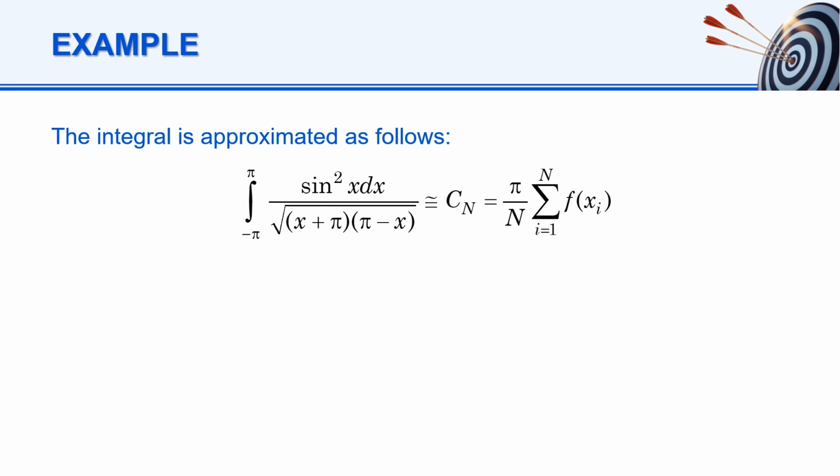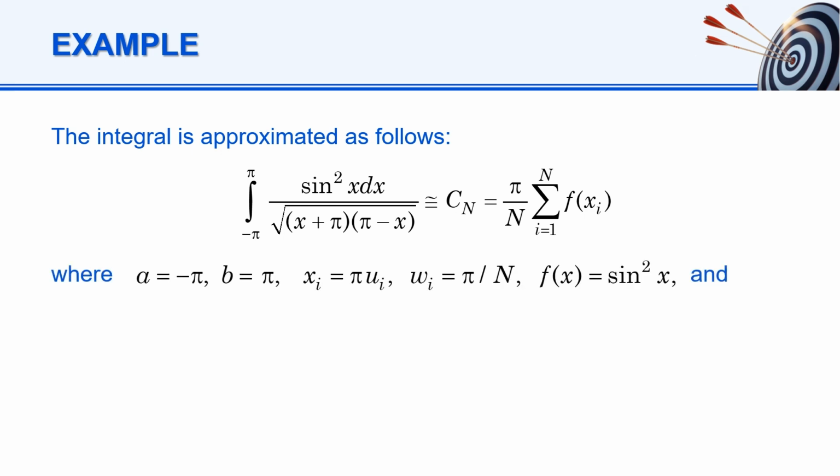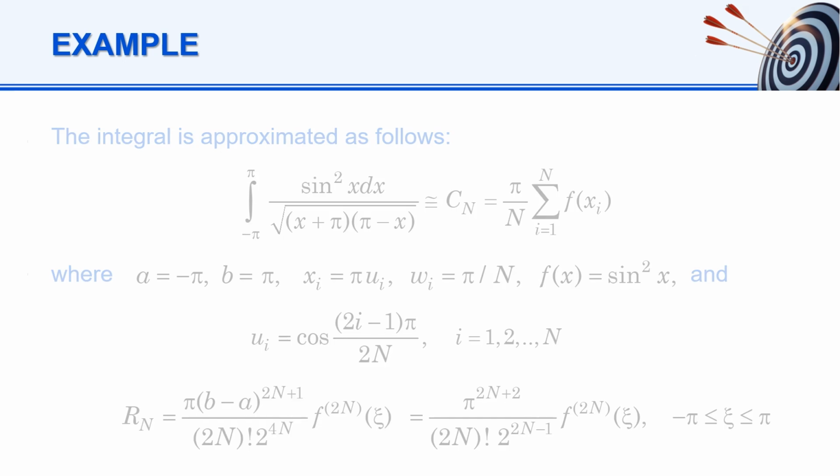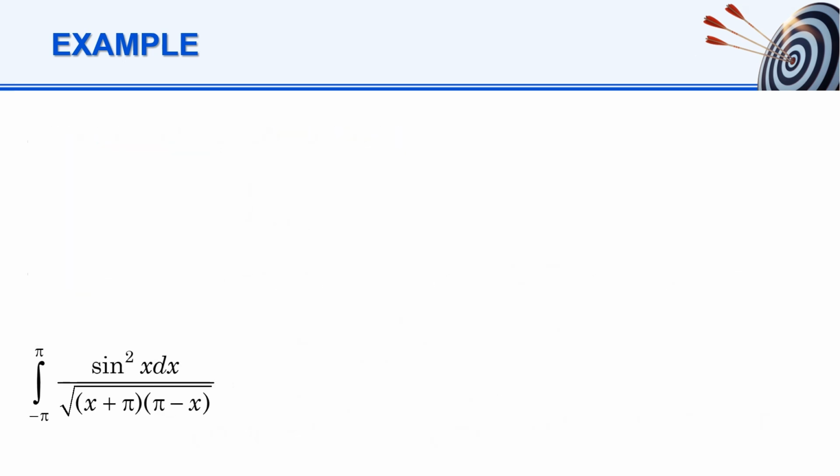The given integral is basically in the standard form from a equals minus pi to b equals plus pi. The abscissas are pi times ui, the weights are pi over n, and f(x) is sine squared x, and ui are defined as follows. The global error for this problem takes the following form. The C4 approximation is written as follows.